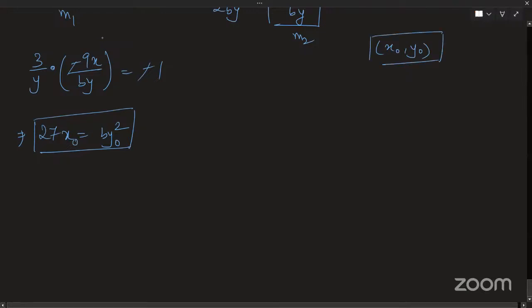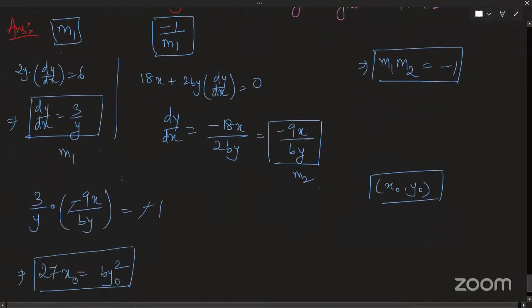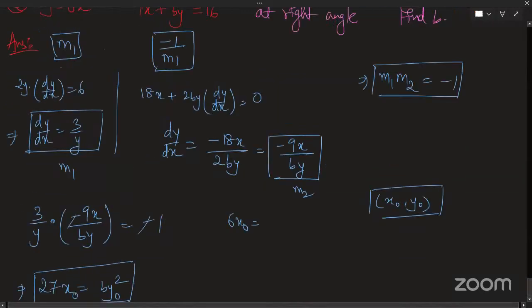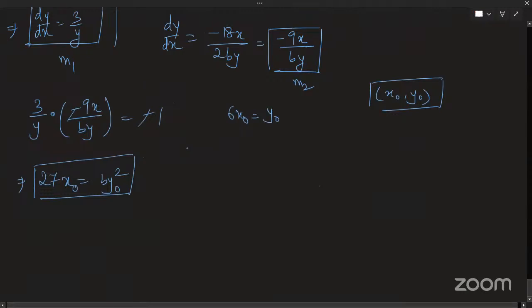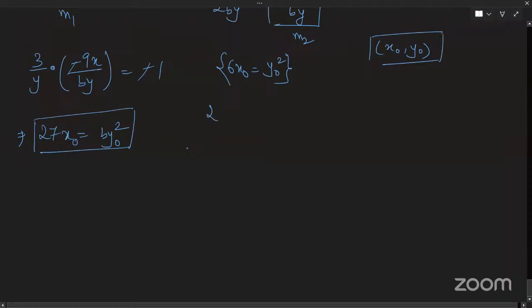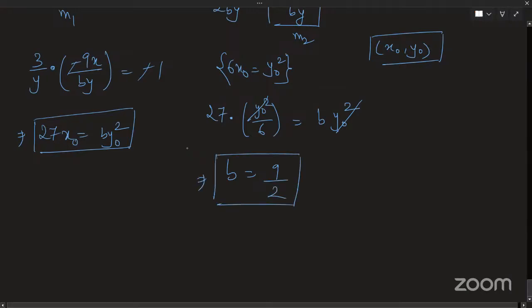I am trying to calculate the intersection point. I have calculated one such thing. Can I use any of these equations in order to do this? In this equation, I get that 6 times of x naught is y naught squared. So 27 into x naught can be written as, okay, it has really helped me. So x naught can be written as y naught square by 6, is equal to b times of y naught square. So y naught square gets cancelled. So the value of b is directly coming to me as 9 by 2.